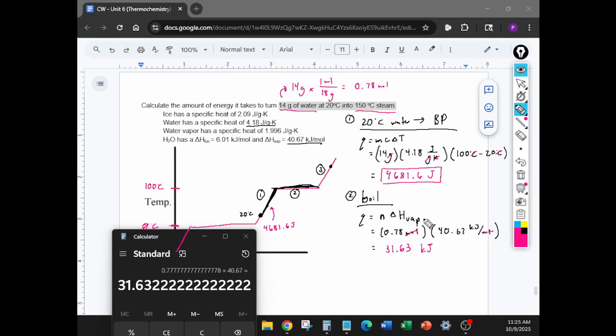And so when you add up these numbers, you can't do 4,600 plus 31. You have to convert one of them into the other. Now, we're going to have 2 steps that are joules, so let's just convert this to joules. You just move the decimal 3 times to the left. So 1, 2, 3 joules. And you're going to notice that this number is a lot bigger than this number. Okay, and that's another heads up I want to give you.